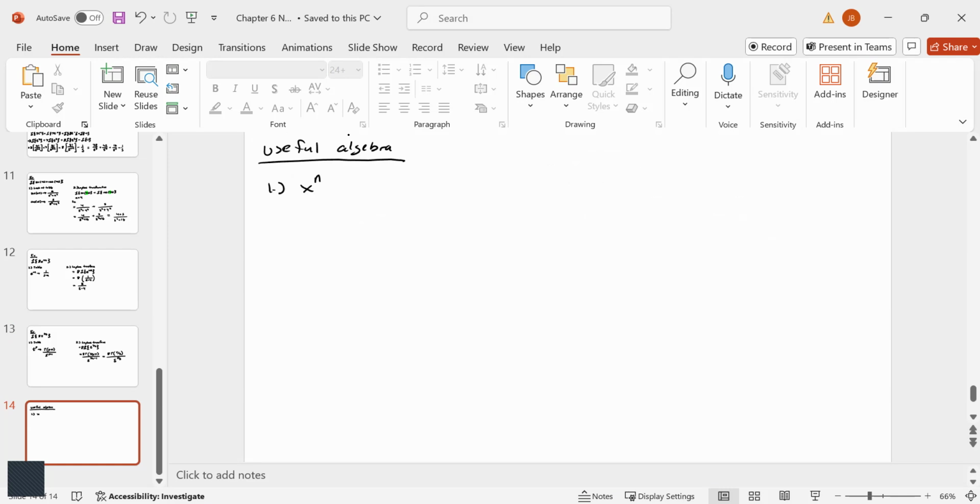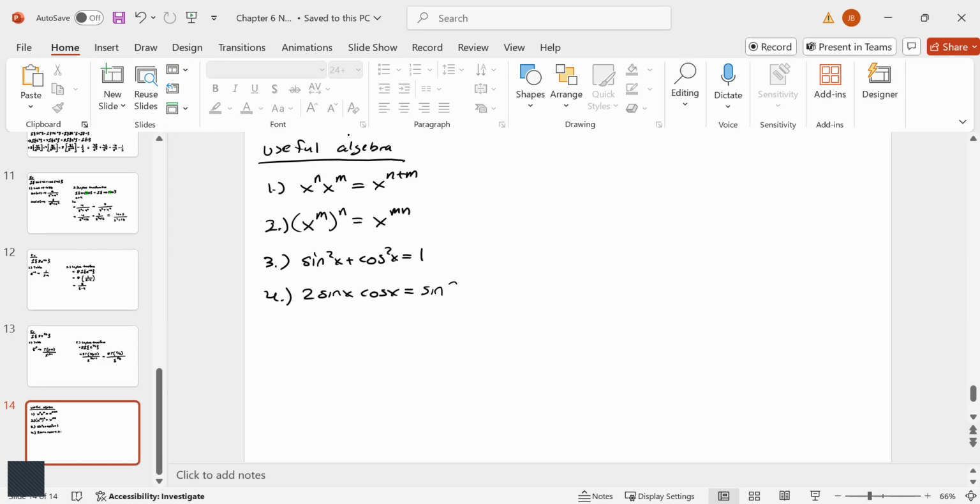Number one, x to the n times x to the m is equal to x to the n plus m. Number two, x to the m, to the nth power, is x to the mn, just again as a reminder. Number three, sine squared x plus cosine squared x is equal to 1. Some double angles might come into play. So 2 sine x cosine x is equal to the sine of 2x, right? These are things that may come up and you might have to use them. So just as a forewarning.